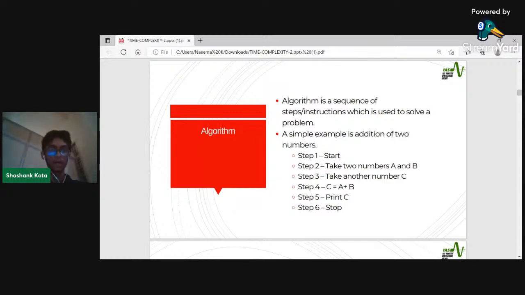Algorithm is basically, that's what I mentioned in the earlier slide. Algorithm is a sequence of steps or instructions used to solve a problem. Simple example is addition of numbers. So what do you need to add two numbers?